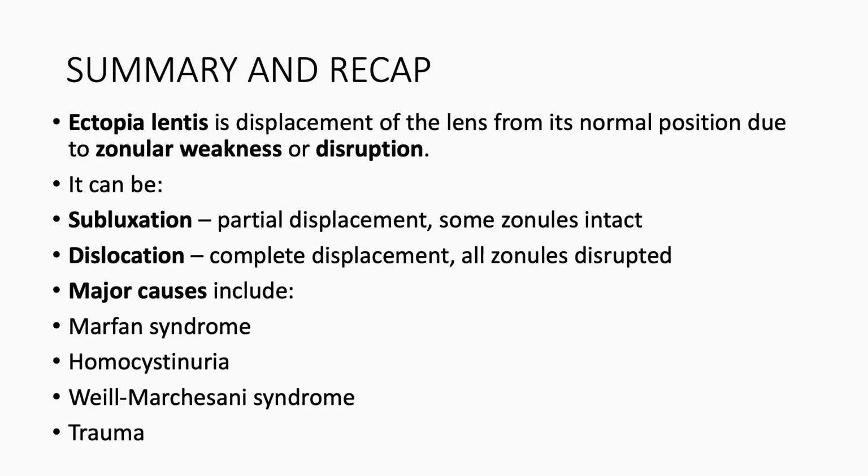Let's quickly recap whatever we have covered today. Ectopia lentis is the displacement of the lens from its normal position in the patellar fossa, either due to zonular weakness or disruption. It can be subluxation or dislocation. In subluxation, there is partial displacement and some zonules remain intact. In dislocation, there is complete displacement and all zonules are disrupted.